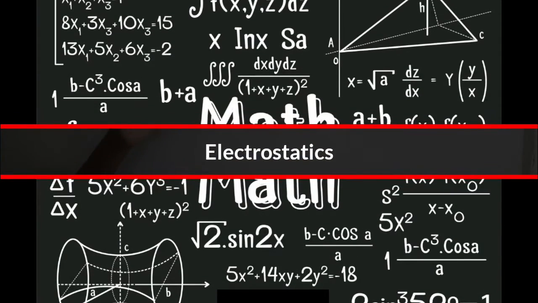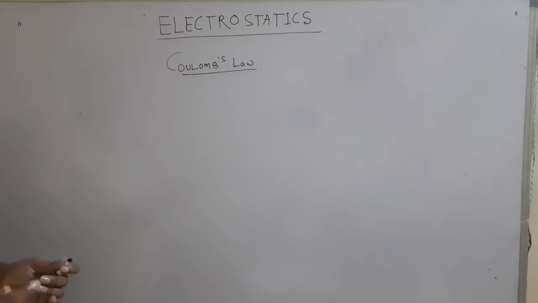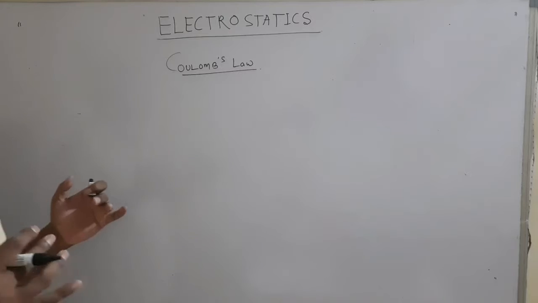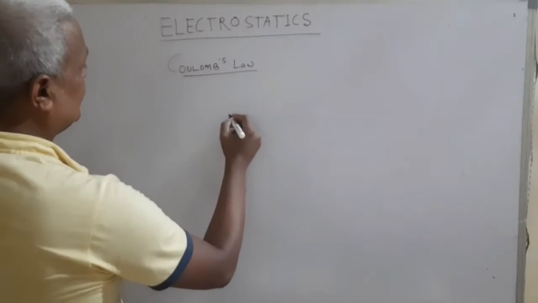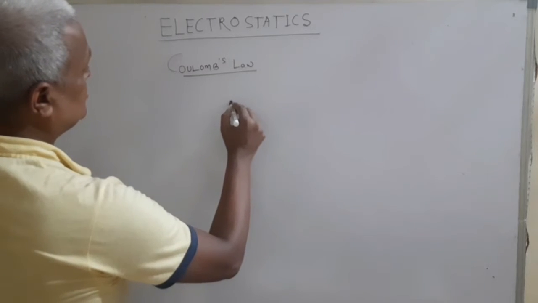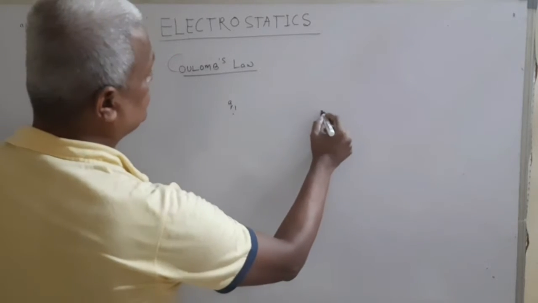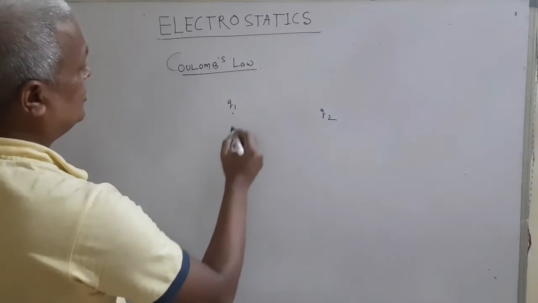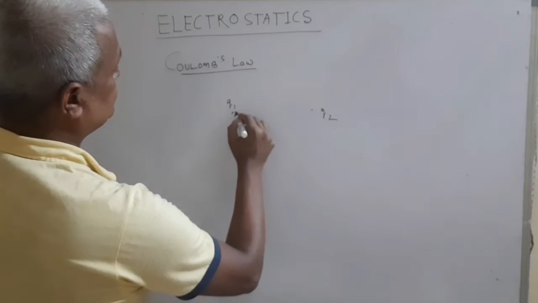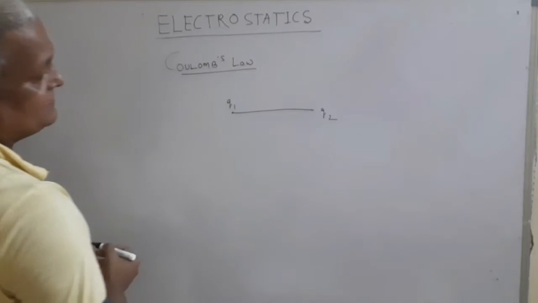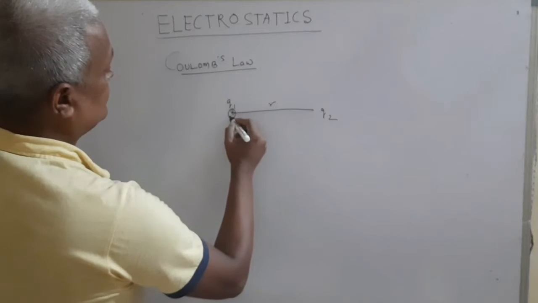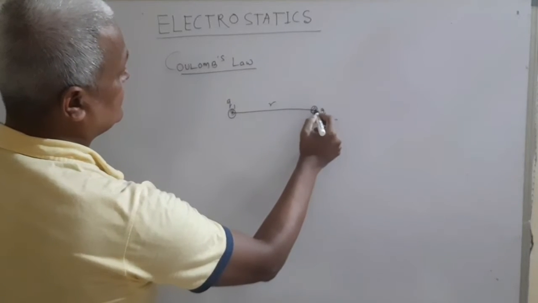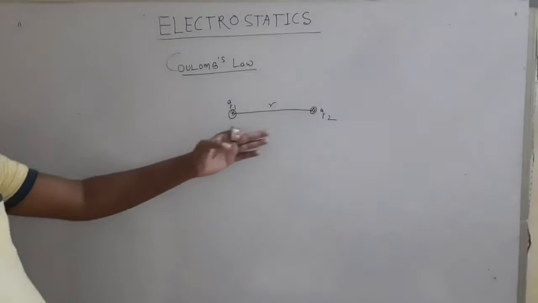Friends, this is called Coulomb's law. Coulomb found how to determine the magnitude of the forces acting between charged bodies. He found that if two charged bodies, suppose Q1 and Q2, are kept like this, separated by a distance r, a tiny body with charge Q1 and another charged body with charge Q2 on them.